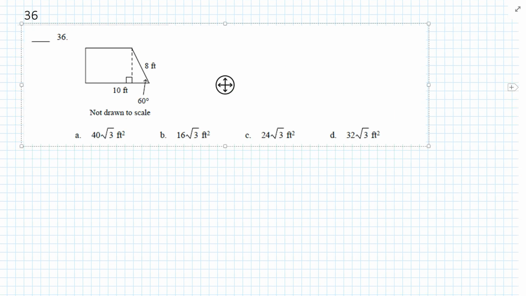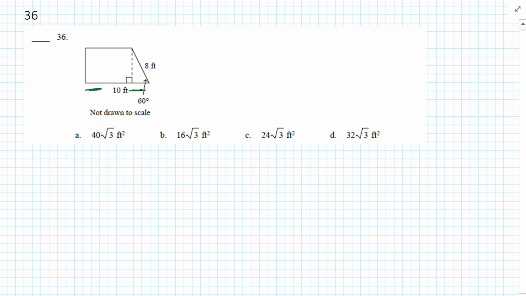36. My base of this thing is 10. I need to find the height and the base of the top. What do you notice? I have a triangle right here. It's a 30, 60, 90 triangle with a hypotenuse of 8. So what is this side going to be right here? Well, half of it, right? So that's 4. And if that's 4, what's the height? The height's the short side times square root of 3, so the height's 4 root 3.